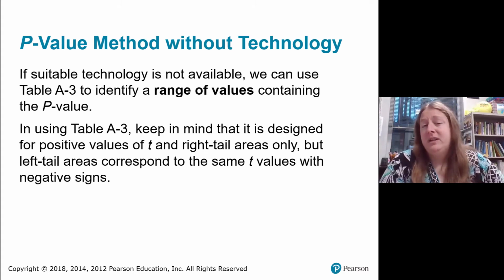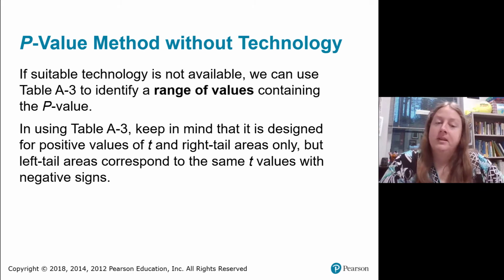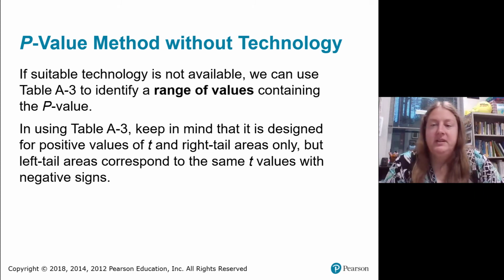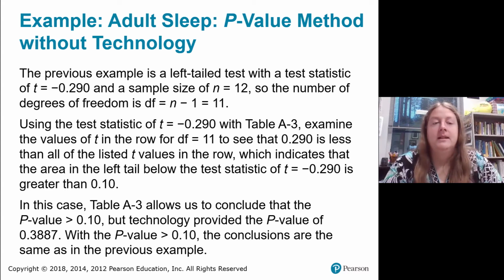The situation that we're going to be in is, instead of using technology, we'll be using table A3 to identify a range of values containing the p-value. In using table A3, we're going to keep in mind that it's designed for positive t-values and right tail areas only, but it's awesome. The probabilities that it gives us work for a left tail test if we just change the t-values to be negatives. That's because it's symmetric about 0.